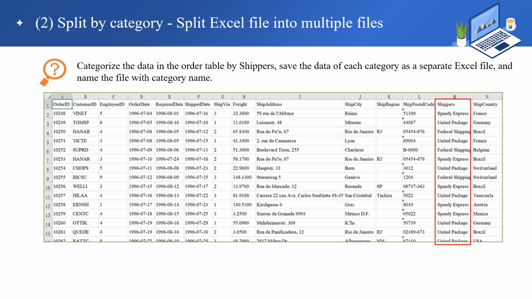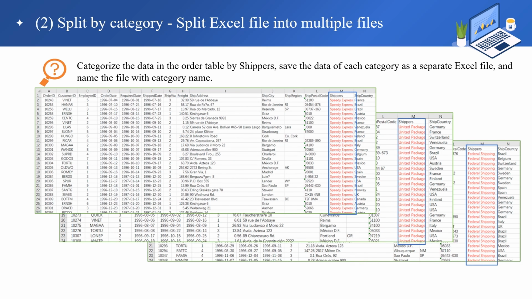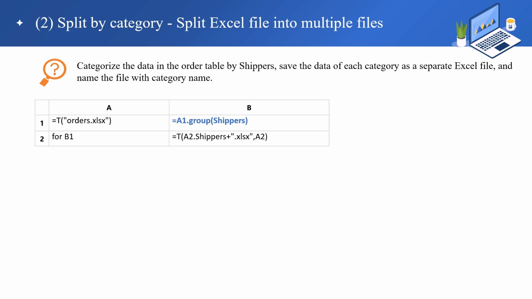2. Split by category. Split Excel file into multiple files. Categorize the data in the order table by shippers, save the data of each category as a separate Excel file, and name the file with the category name. These are the split results. It can be seen that the shippers' values of different files are different, and the shippers' values of the same file are the same. For splitting by category, SPL can use the group function to implement.